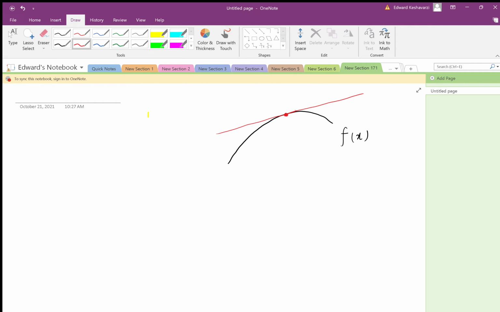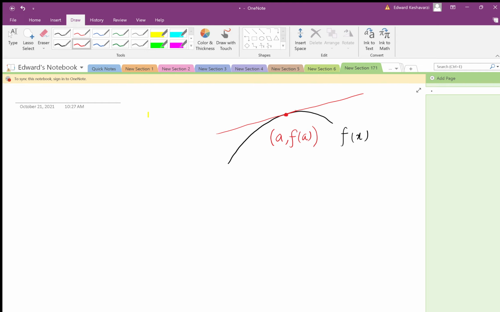In order to write the equation of a line, we need two things. First, we need a point. So this point, normally the x coordinate of this point is given, for example, a and f of a. The second thing is the slope. Without slope, we cannot write the equation of the line.